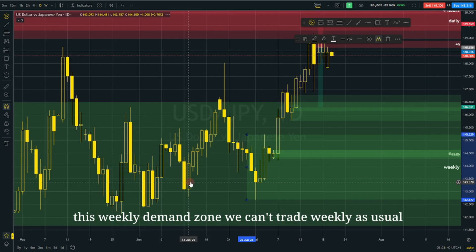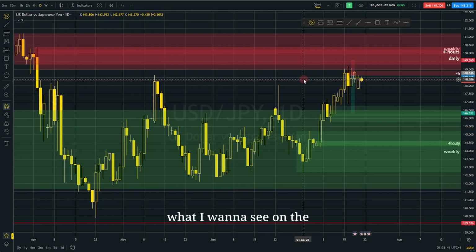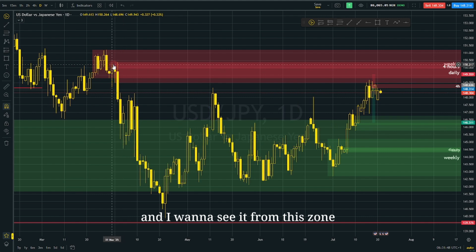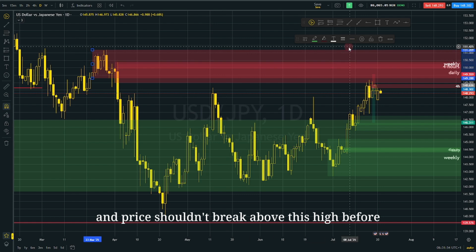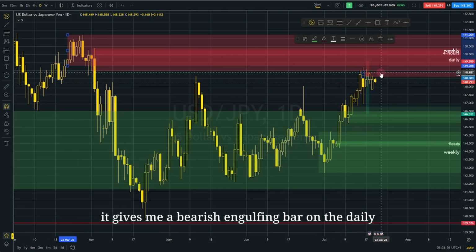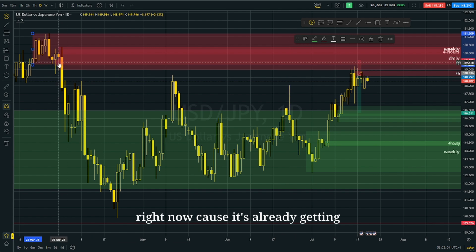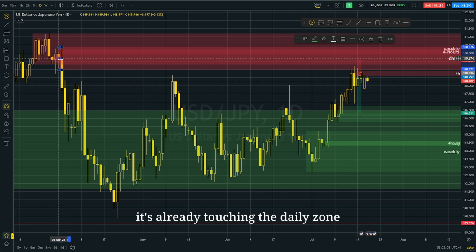We can't trade weekly as usual. We go down to the daily to see what is happening. What I want to see on the daily is a bearish engulfing bar, and I want to see it from this zone. So this is the zone, this is the high of the zone, and price shouldn't break above this high before it gives me a bearish engulfing bar on the daily. If I get a bearish engulfing bar on the daily here right now, because it's already within the daily zone, right? It's already touching the daily zone.